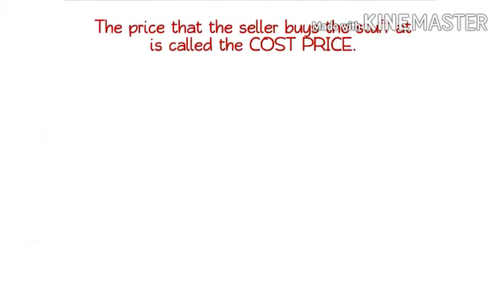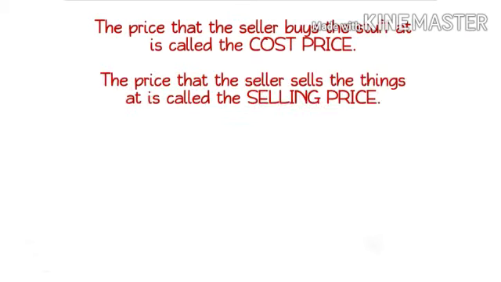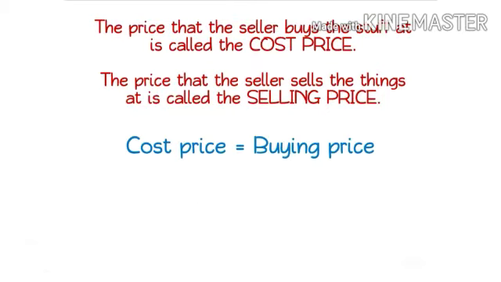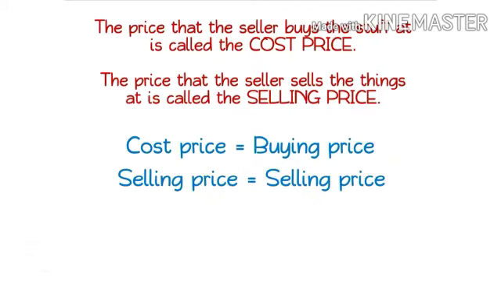The price that the seller buys the stuff at is called the cost price. The price that the seller sells the things at is called the selling price. Cost price means buying price. Selling price means selling price.